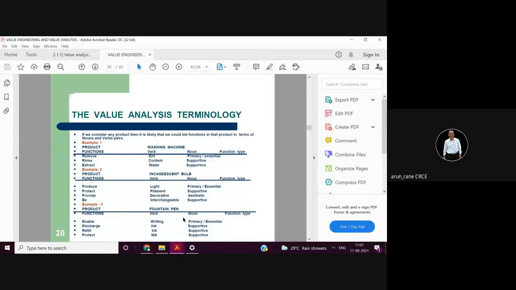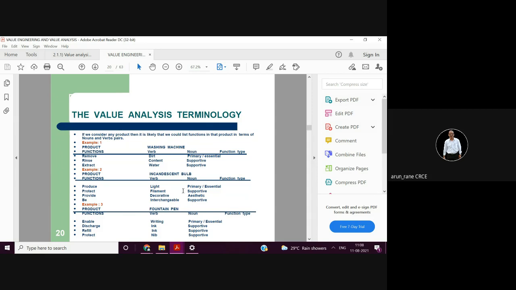These are the value analysis terminology. Like we have an example given here for the washing machine. The product is taken as a washing machine. Then what are its functions? That is to remove the dirt. So that's your primary or essential function. Okay. Then rinse, that is a supportive function. Extract, that is a supportive function.